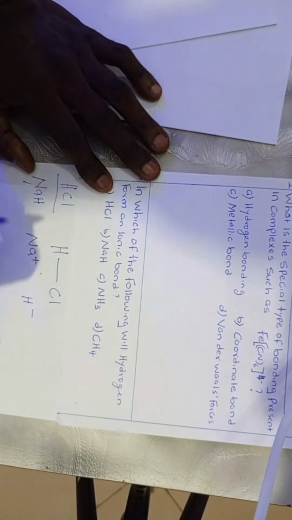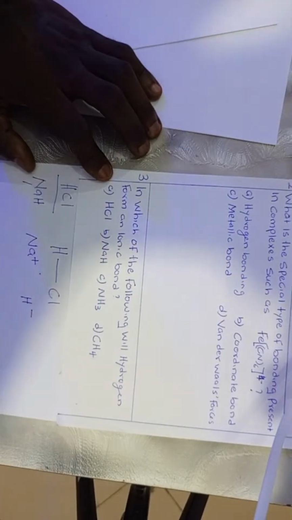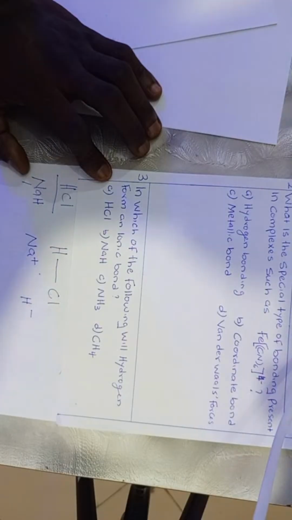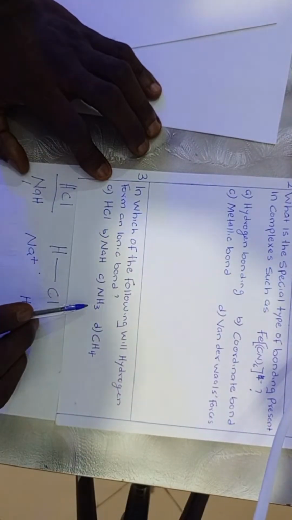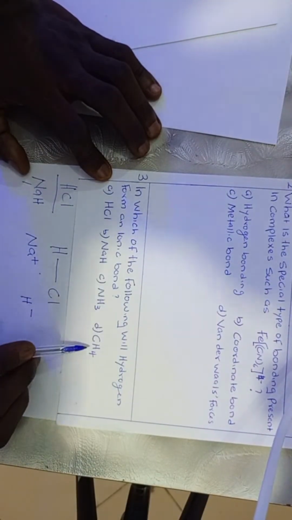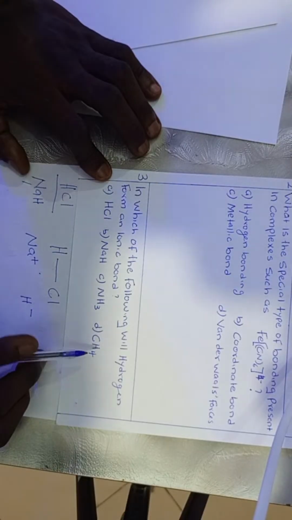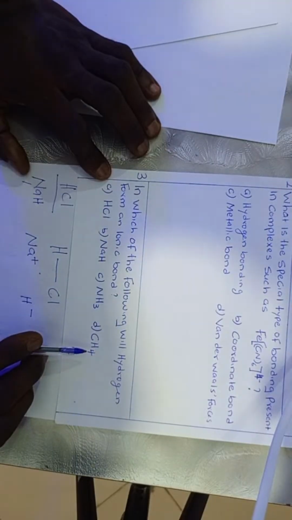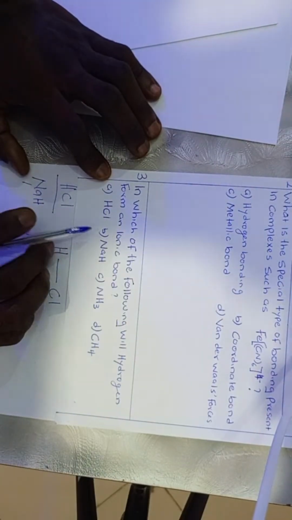So the correct answer to question number 3 is option B, sodium hydride. Now the bonding present in ammonia is covalent, and that present in methane is also covalent. So the correct option here is option B, sodium hydride.